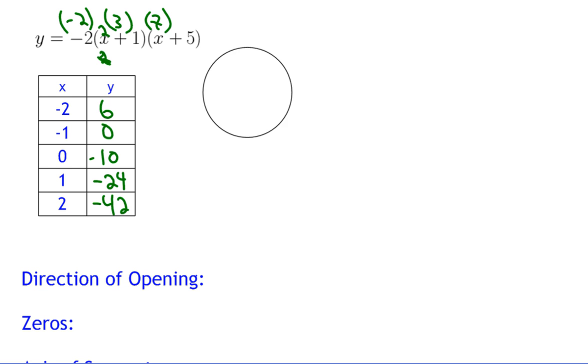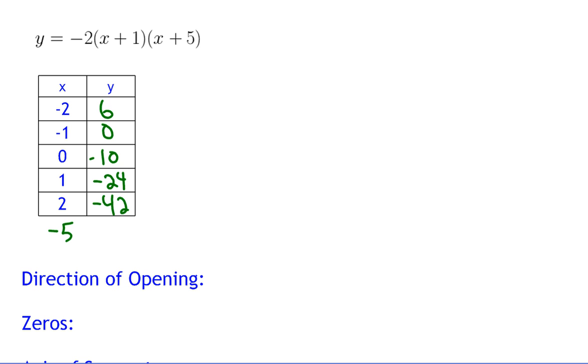Just for fun, why don't we have a look at what happens if we substitute a negative 5 in here for x. So a negative 5 plus 1, and then a negative 5 plus 5. And we're going to multiply all that by negative 2. So negative 5 plus 1 is going to be negative 4. Negative 5 plus 5 is 0. And multiply all that by negative 2. So negative 2 times negative 4 is positive 8, times 0 is 0. And that just goes back to what we talked about earlier. If we substitute a negative 5 in there, we're going to get a 0.